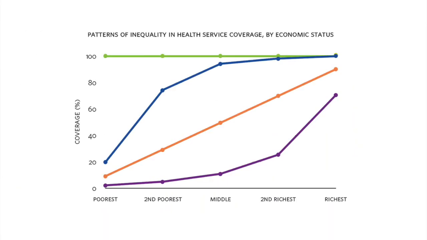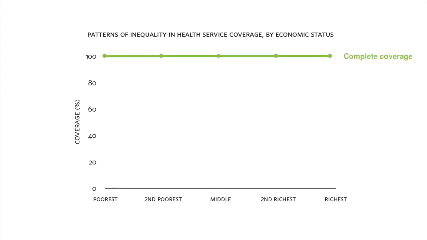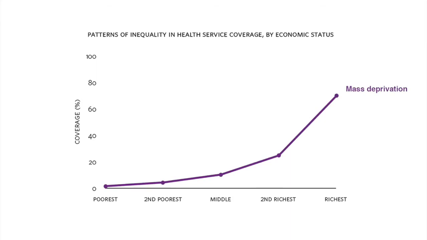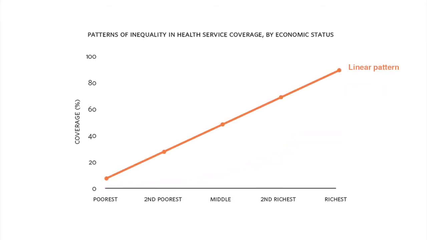Health inequalities inform policies, programs, and practices. Looking at patterns in disaggregated data can help to indicate the best approach to address inequality. This figure shows 4 patterns of disaggregated data: complete coverage, marginal exclusion, mass deprivation, and a linear pattern.